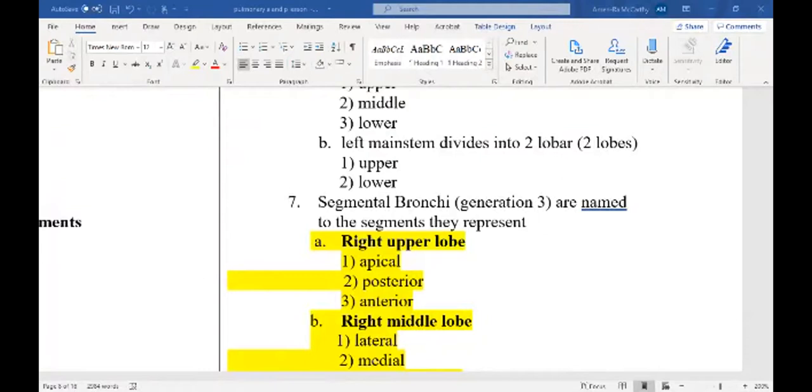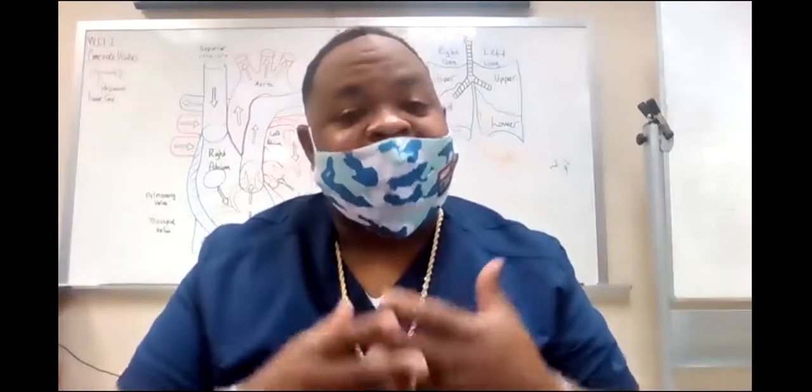I'm going to say it one more time, and then I'm going to ask you to say it. What are the steps of the tracheobronchial tree? Start with the trachea, left and right main stem bronchus, then the bronchi, bronchioles, terminal bronchioles, and then respiratory bronchioles. That's it.